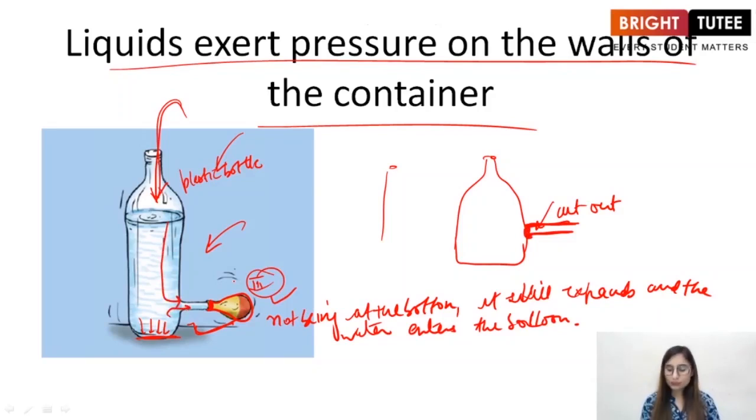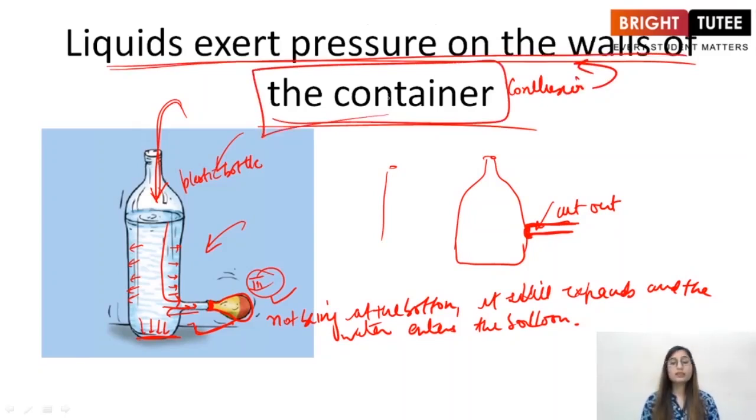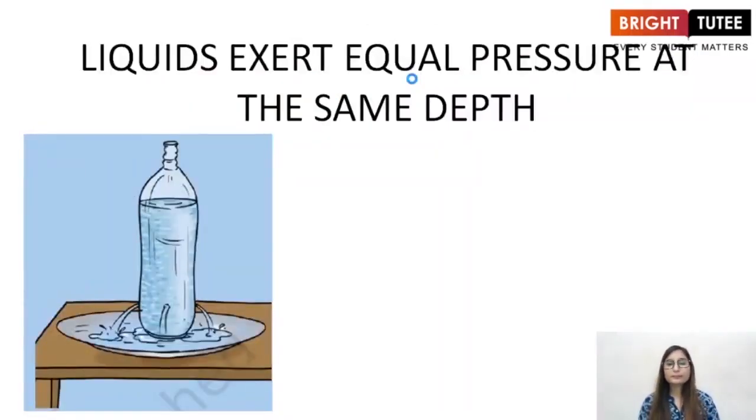So what does this tell you? That the water not only applies pressure on the bottom but on the walls of the container as well. That is why the balloon is inflating. So the conclusion drawn is this one: liquids exert pressure on the walls of the container as well. So till now we have discovered that the water exerts pressure on the bottom of the container as well as on the walls of the container, liquids basically.